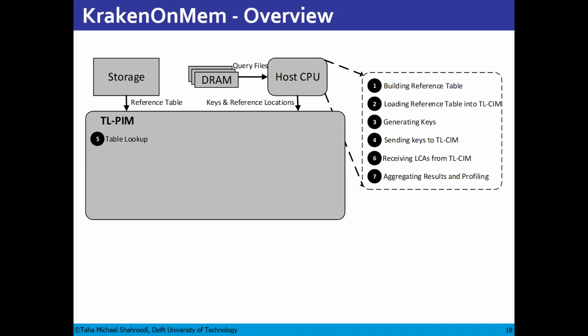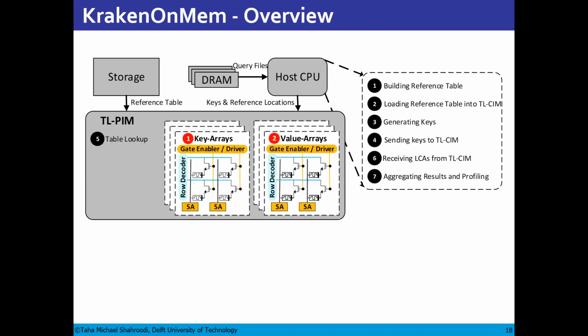For successful table lookup operation, the TLPIM needs to be able to perform two operations at least: key matching and label retrieval. So if you consider this figure as an overview of KrakenOnMem, then our TLPIM component has two types of memory arrays to handle these required operations, namely key arrays and LCA arrays. Moreover, TLPIM also has a controller that acts as the mind behind it. Note that these two types of array in TLPIM, key arrays and LCA arrays, are identical from the hardware perspective, making them more suitable for being considered in future design.